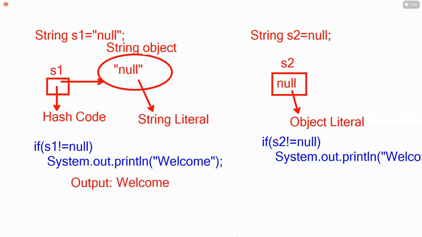Here, what does S2 contain? Null. Null not equal to null, false. Here, no output. Write this one. This knowledge is required for the second program.